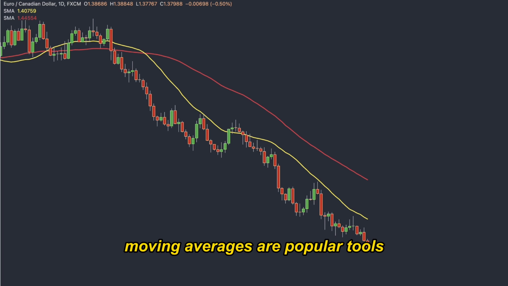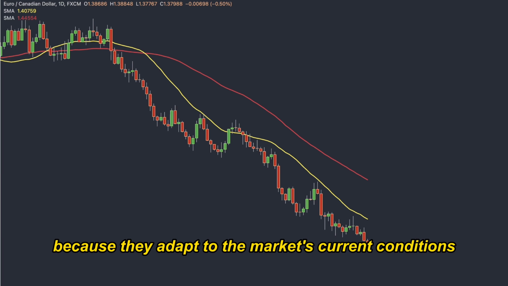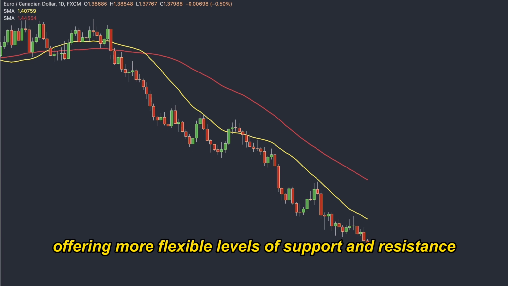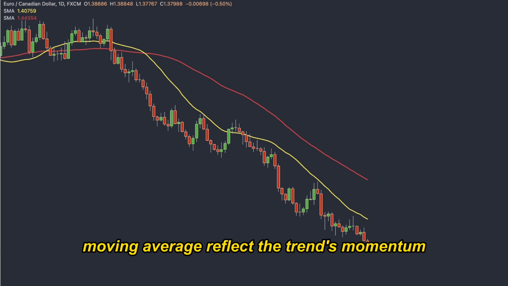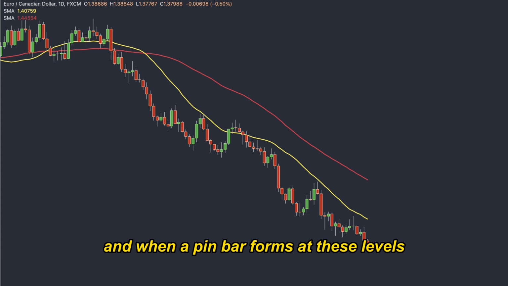Moving averages are popular tools because they adapt to the market's current conditions, offering more flexible levels of support and resistance compared to static horizontal lines. The 50-period moving average and 21-period moving average reflect the trend's momentum, and when a pin bar forms at these levels, it's a strong indication that the market is respecting these zones.